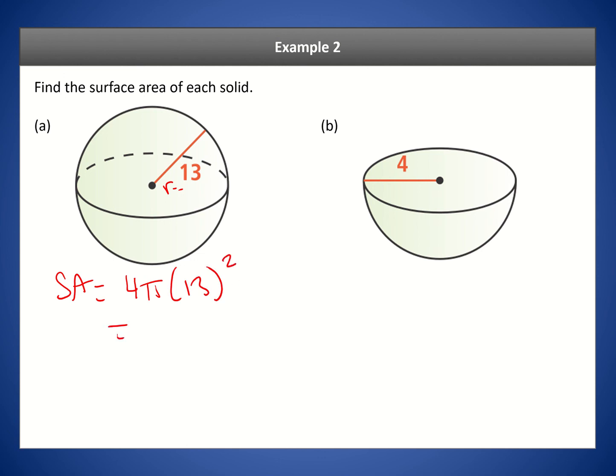And so we'll multiply that. 13 squared is 169, and then we can multiply that by 4. So we get that the surface area is 676 pi. And there you go. You can compute that as a decimal if you like.